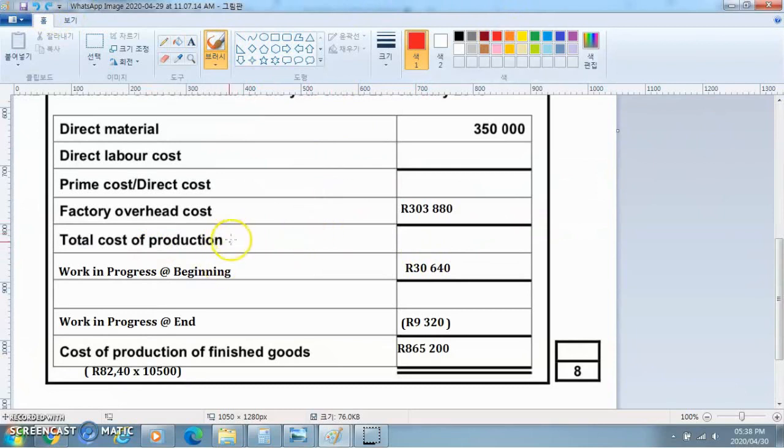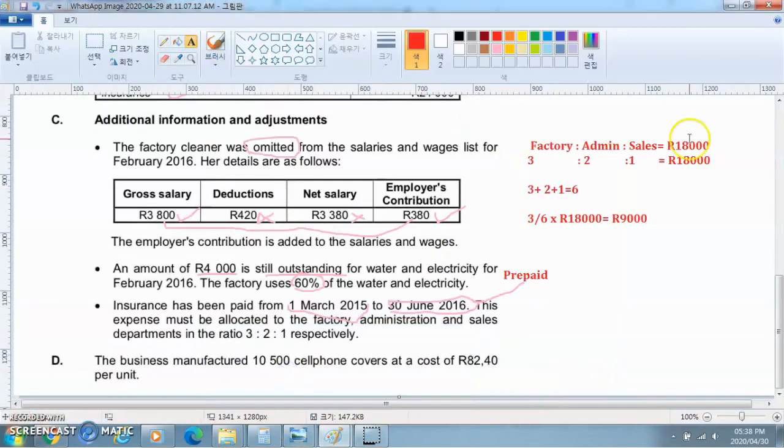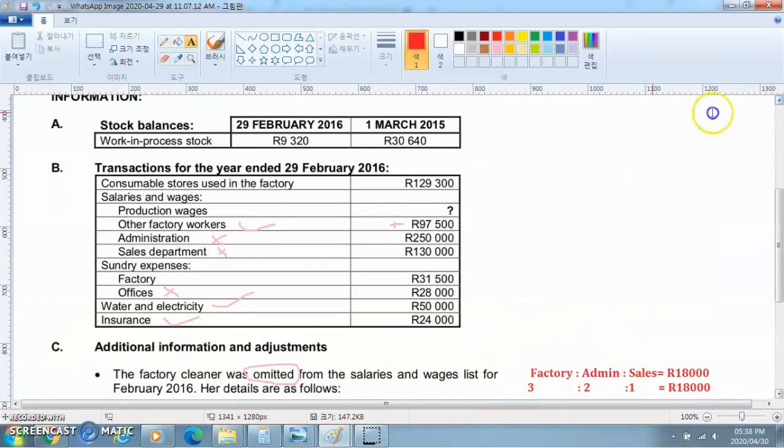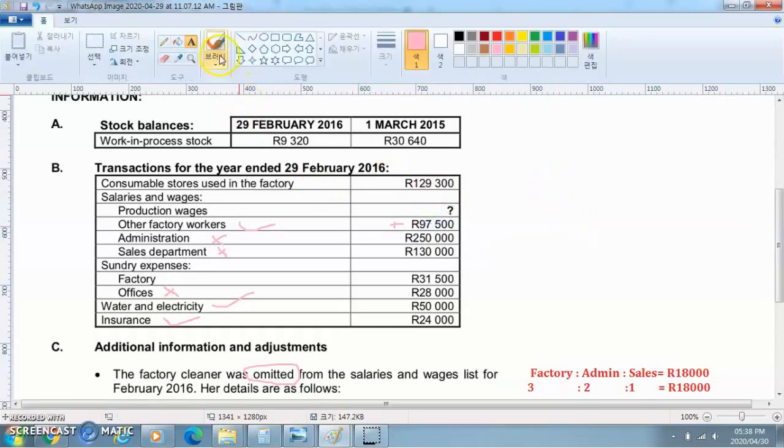Okay, so I need to work this one out. I also need to work out the prime cost as well as the direct labor cost. Remember, we don't have anything relating to the direct labor cost. If you remember, in terms of the information, we're only given what? We're only given the production wages. They've actually left it as a question mark, right? So we need to solve it. We need to work it out to be able to find it. You get it? I don't know if it makes sense.